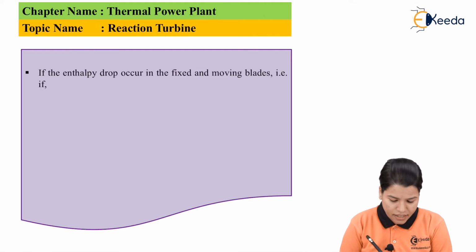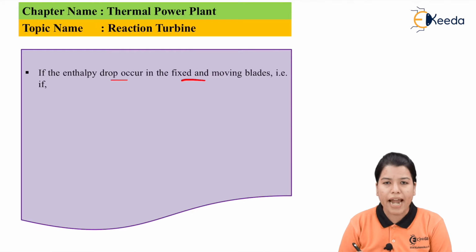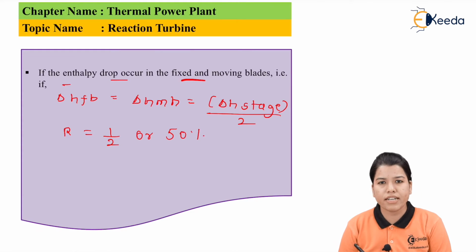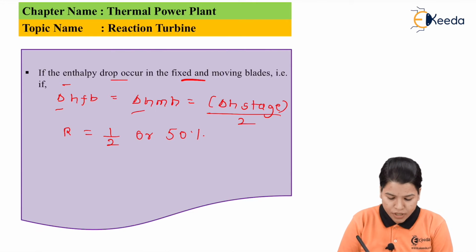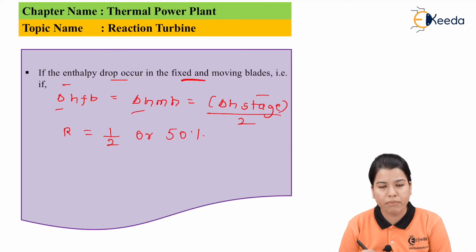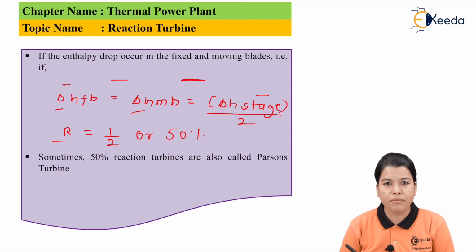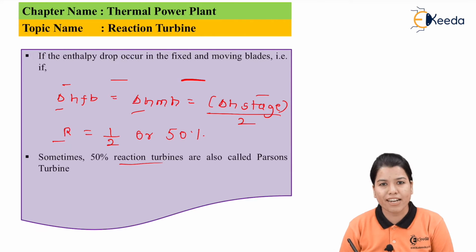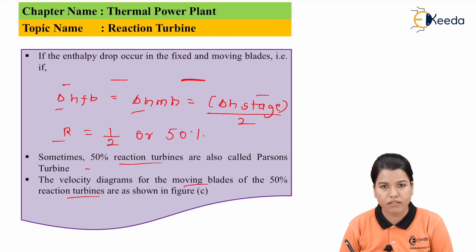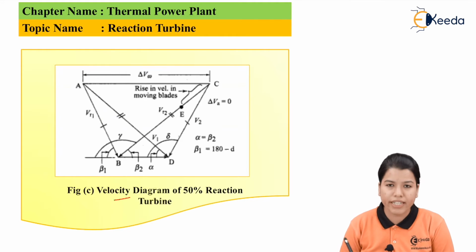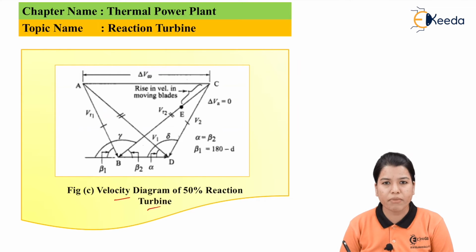Now if we consider that the enthalpy drops in the fixed and moving blades are equal, that is delta HFB is equal to delta HMB is equal to delta H of that particular stage divided by 2, then in this case the reaction is equal to half or 50%. Sometimes 50% reaction turbines are also called Parsons turbines. The velocity diagram for the moving blades of the 50% reaction turbine is as shown in figure C. Here figure C shows the velocity diagrams of the 50% reaction turbine.